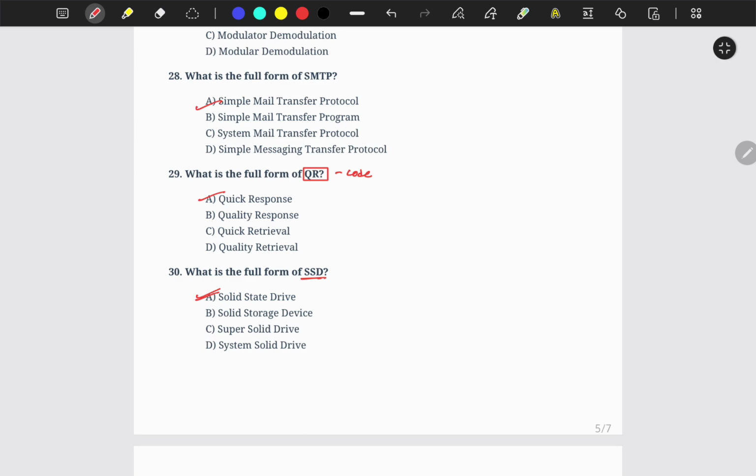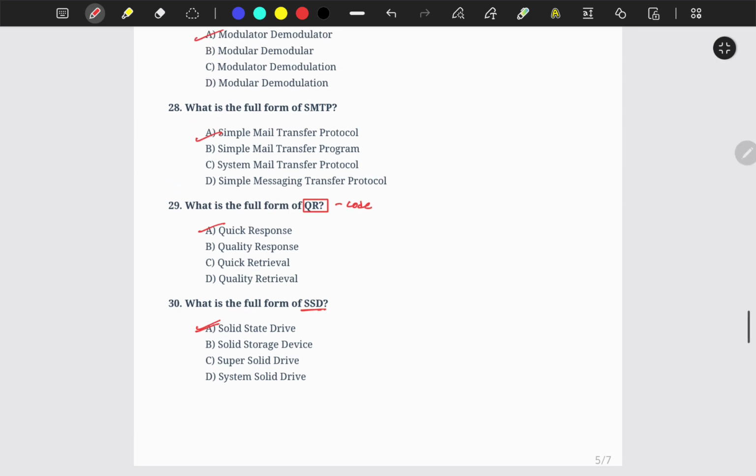Okay, so now we'll move on to the next 30 questions, which will be moderate to difficult. So just for your extra information, QR code was invented in Japan. Okay, it was invented in Japan.